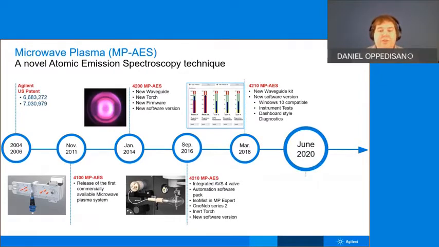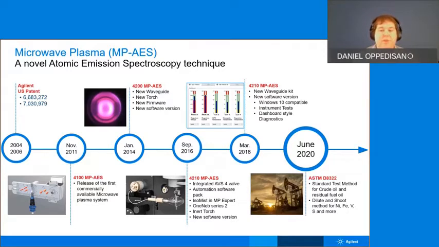Our most recent news is in June of 2020 with the release of a new ASTM standard test method, the ASTM D8322 for crude oil and residual fuel oils. It's a simple dilute and shoot method for nickel, iron, vanadium, sulfur, and more. And we have more information to share throughout this presentation.